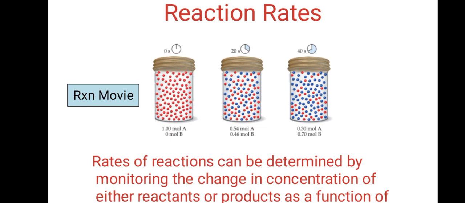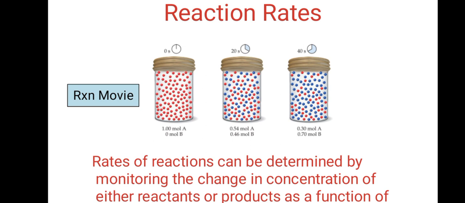In the first can, you are able to see that there is one mole of reactant A, but at the same time there is zero moles of reactant B. And of course, we don't see any reaction taking place. There is no collision taking place, because there is only one type of molecular substance in there, so you don't expect anything.